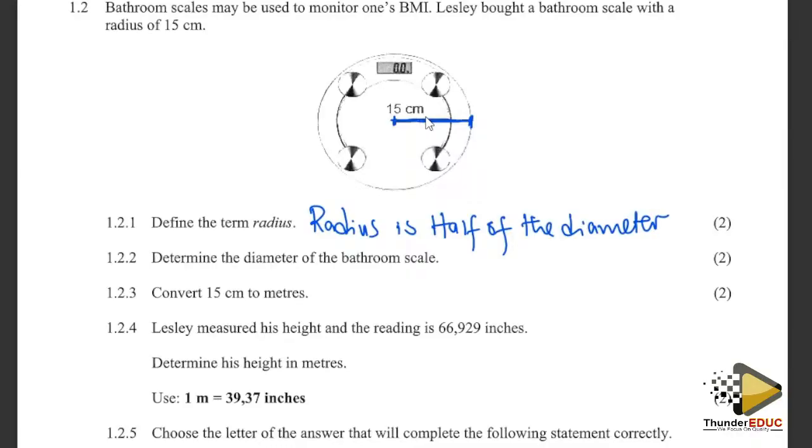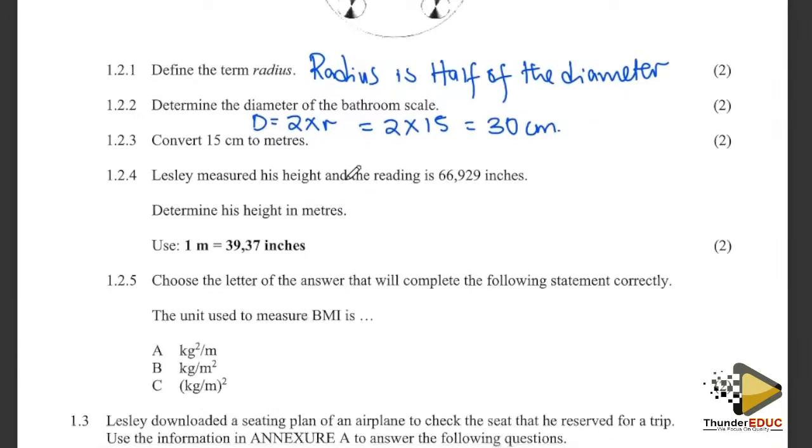So now they are telling us determine the diameter of the bathroom scale. Now, remember, radius is half the diameter. So if radius is half the diameter, what about diameter? Diameter means it's 2 times the radius, which will become 2 times 15. And the answer here, you got it as 30 centimeters. Don't forget the units. This is paper 2, and we are looking at measurements.